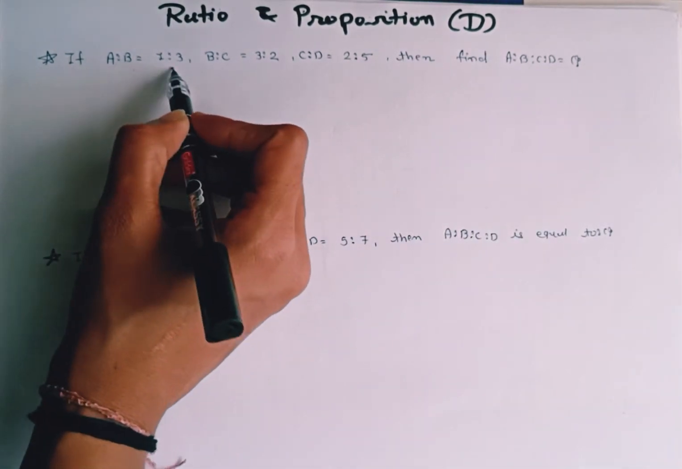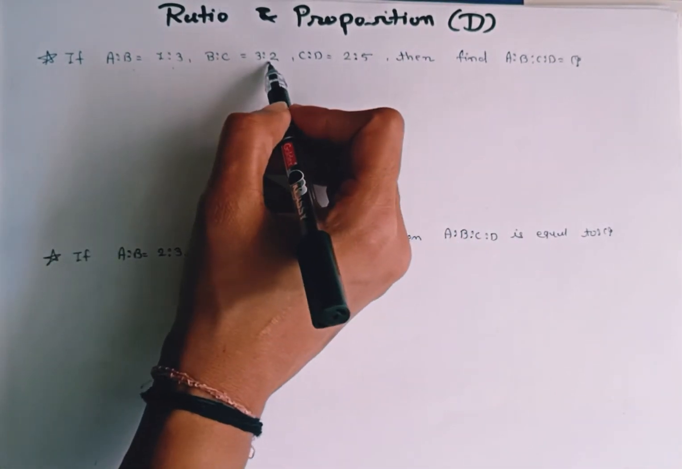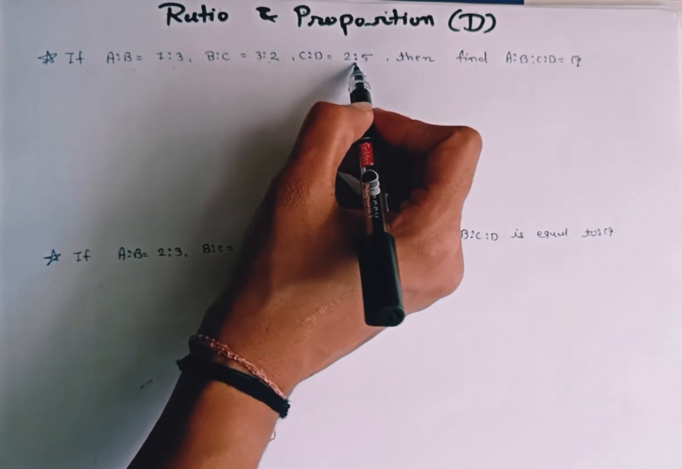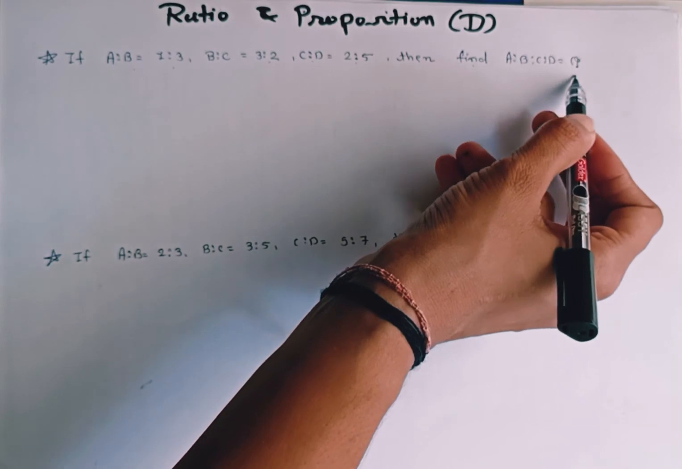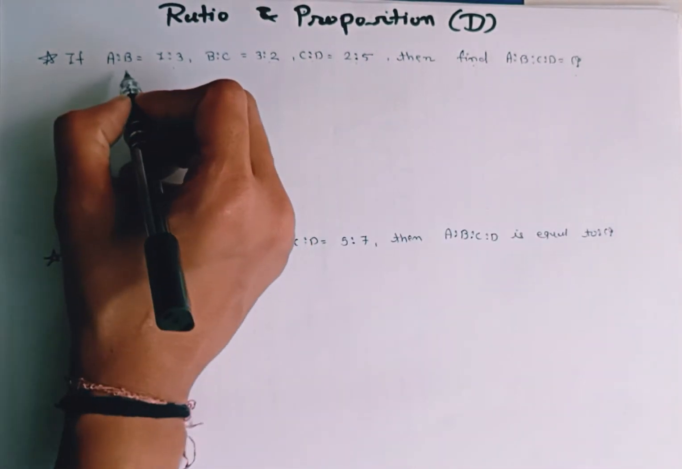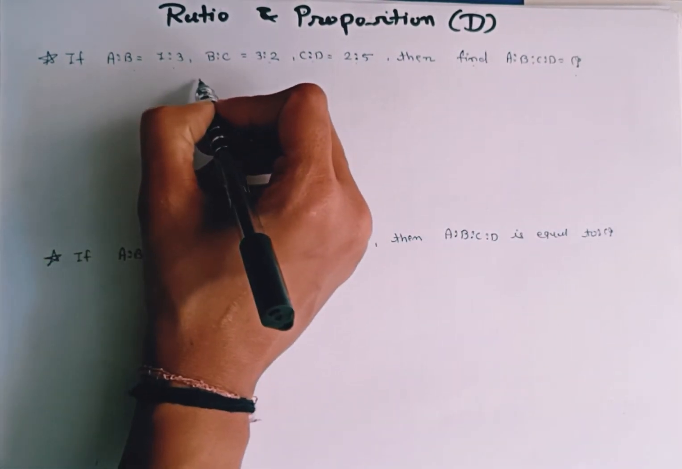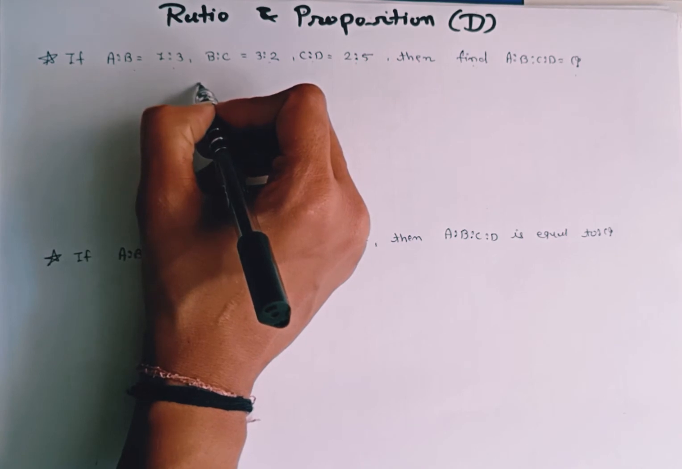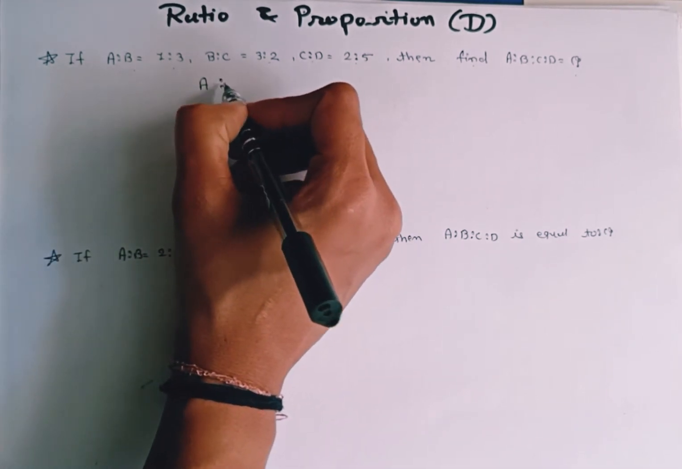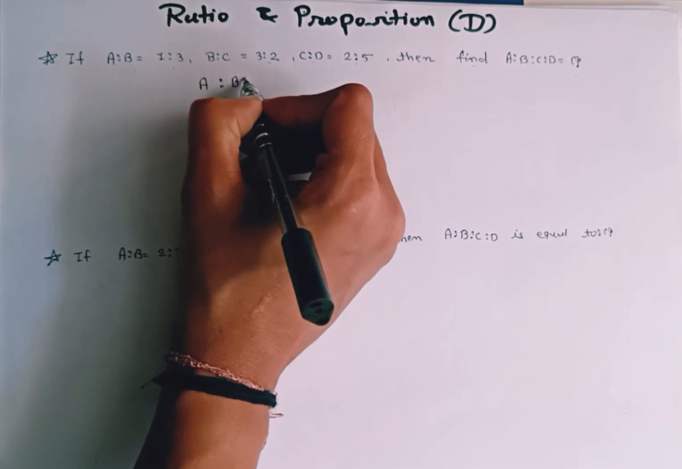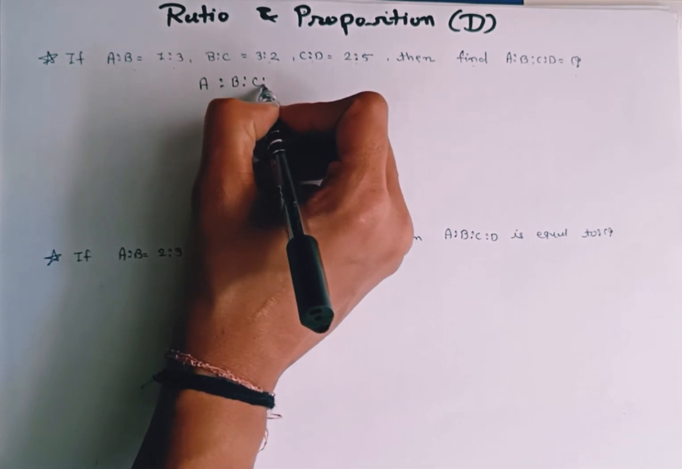If a colon b is equal to 1 colon 3, b colon c is equal to 3 colon 2, c colon d is equal to 2 colon 5, then find a colon b colon c colon d is equal to question mark. We write a colon b colon c colon d.